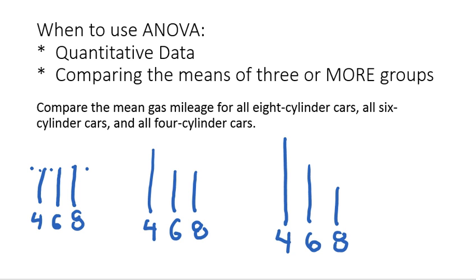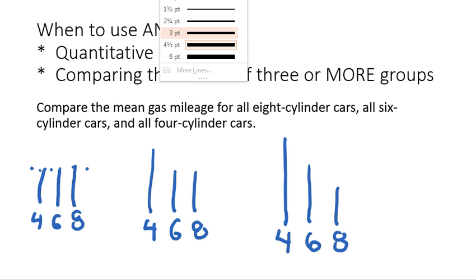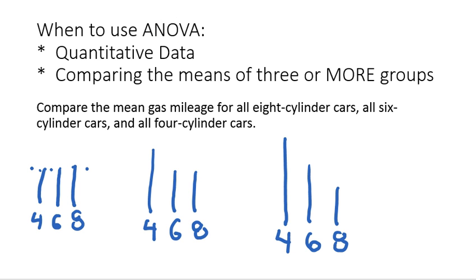Now I'm going to switch colors here. Hold on a sec. Note that when the groups are all the same, when the averages, remember we're looking at averages, are all the same, that is your null hypothesis. Again, the skeptic would say there's no difference.